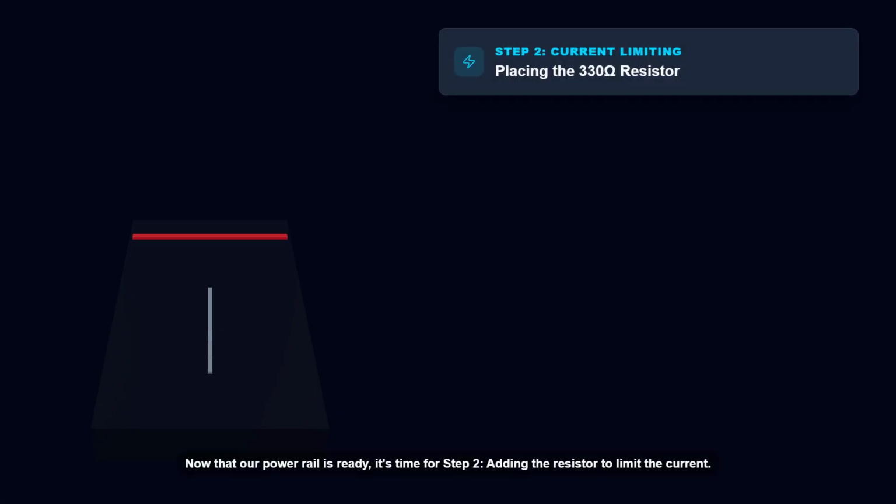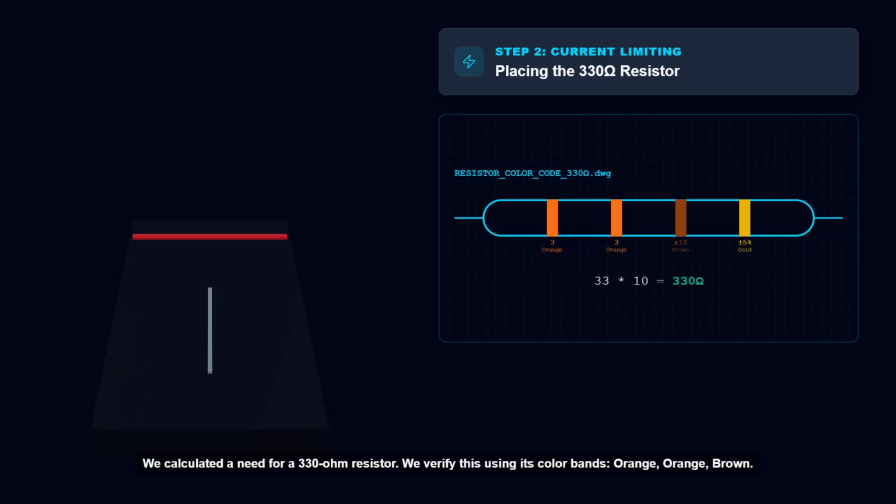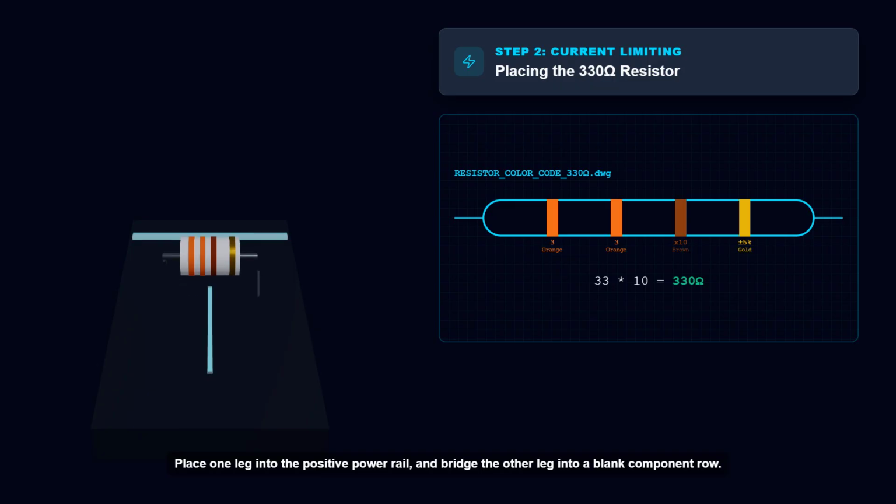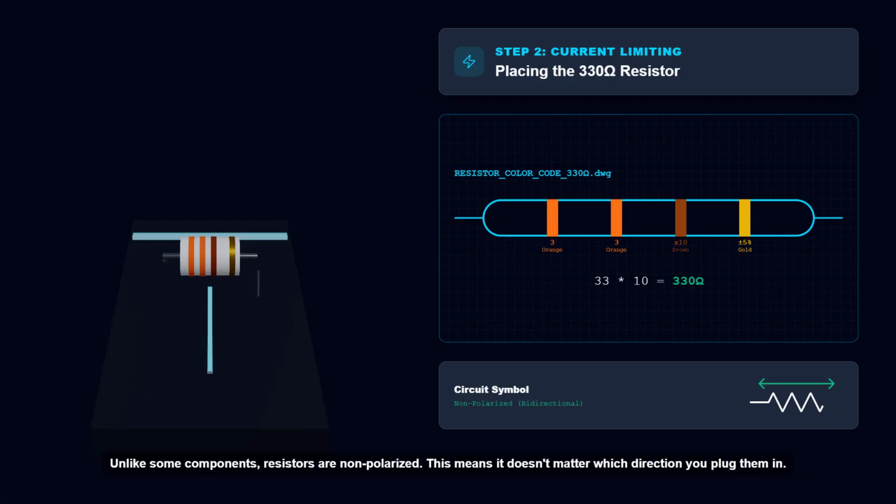Now that our power rail is ready, it's time for step 2, adding the resistor to limit the current. We calculated a need for a 330 ohm resistor. We verify this using its color bands, orange, orange, brown. Place one leg into the positive power rail and bridge the other leg into a blank component row. Unlike some components, resistors are non-polarized. This means it doesn't matter which direction you plug them in.